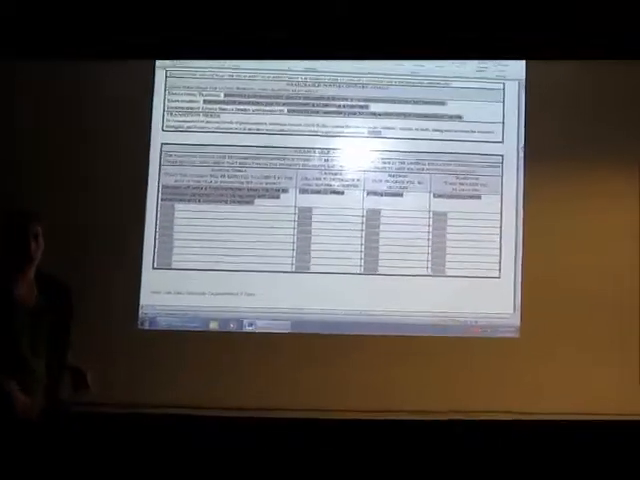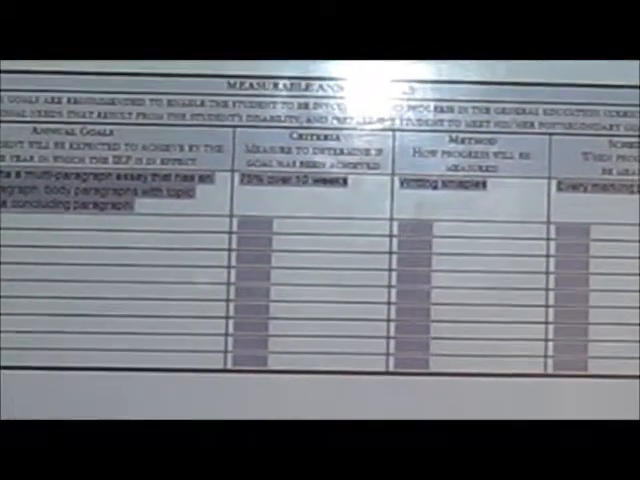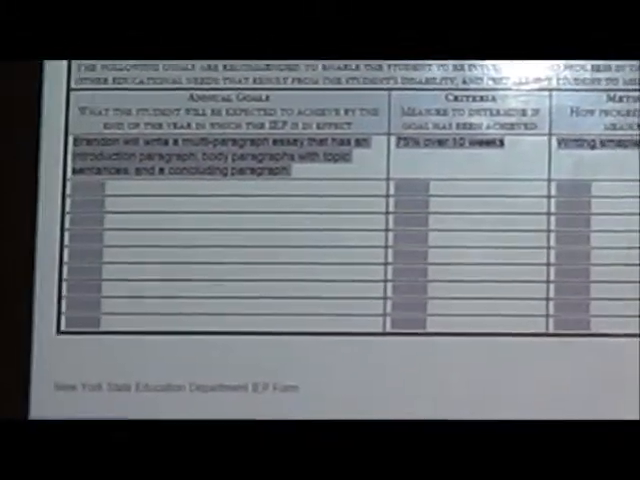The measurable post-secondary goals section gets put into place once a student is about 15 years old, and this section is for goals related to the student's life after high school. These goals can include goals for working, goals for education, and goals for living and possible living placements if the student needs one.